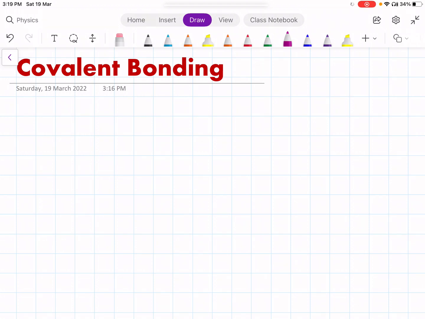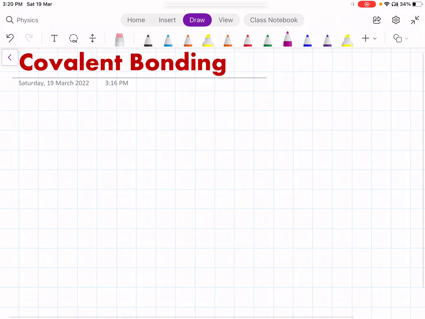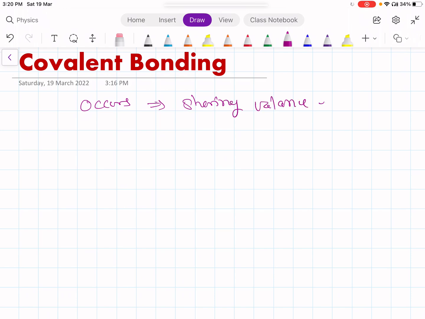Covalent bonding. This covalent bonding occurs by sharing outermost electrons between neighboring atoms. So the covalent bonding occurs by sharing valence electrons between neighboring atoms.